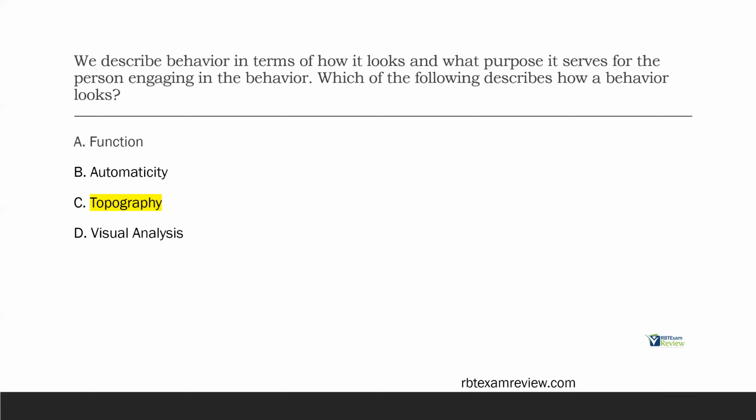Simple as that. Visual analysis has to do with graphing. Automaticity has to do with the idea that you don't have to know you're being reinforced for reinforcement to work. Irrelevant to the question. All you need to know is topography describes how our behavior looks. Super simple question, should be super easy.